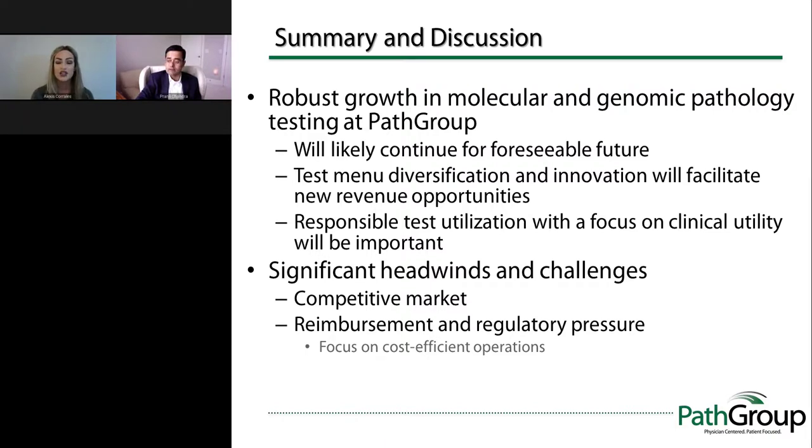And Dr. Chandra, it looks like we have time for one more question. Where do you see genomic profiling headed in the next 5 to 10 years?